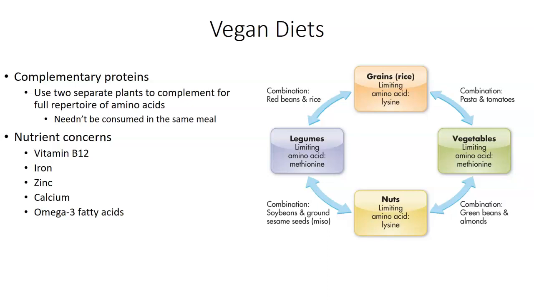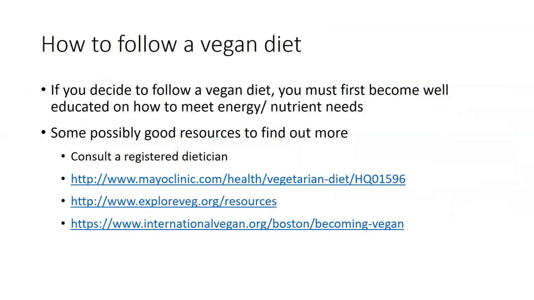So, for example, on a day you consume legumes, you also need to consume grains. Or if you're going to consume nuts, you also need to consume vegetables. So again, you're going to make sure that you're not having any of those limiting amino acids for what you need for your diet. So how are you going to follow a vegan diet?